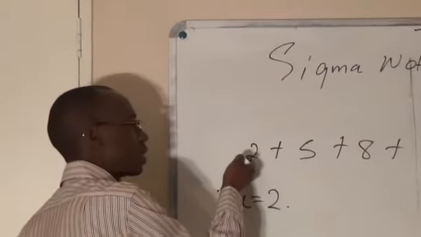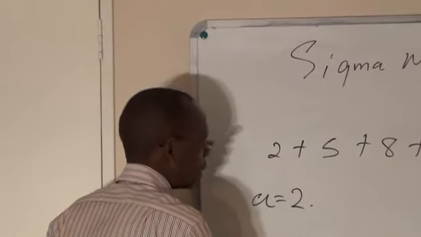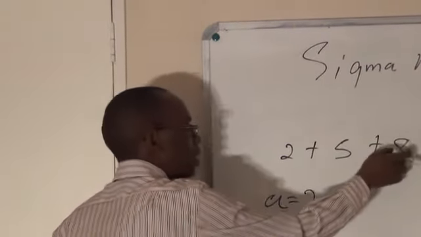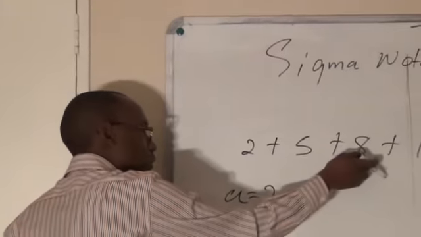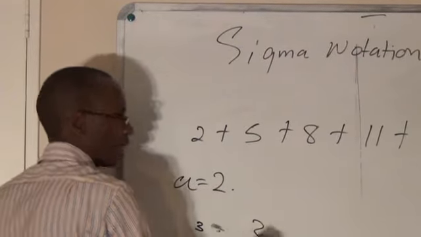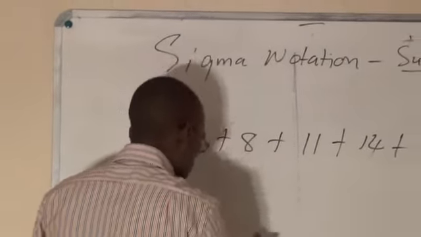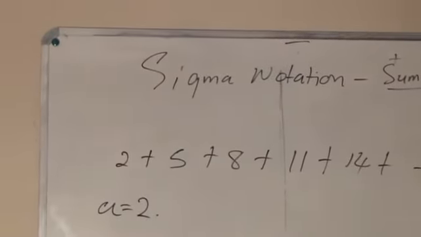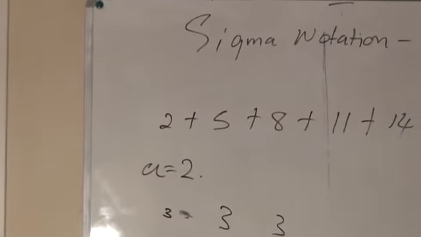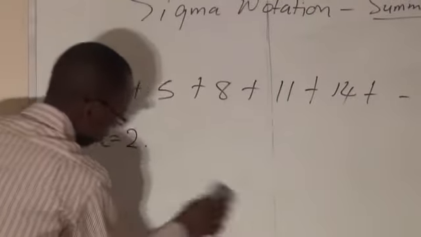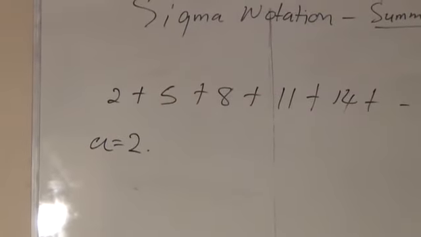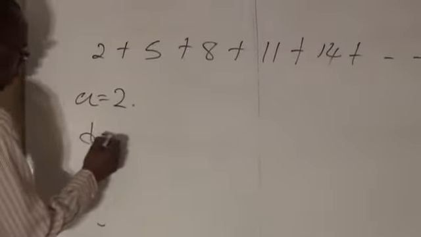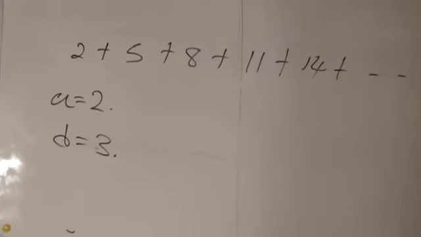T2 minus T1, 3. T3 minus T2, 3 again. T5 minus T4, 3 again. Then we stop. Already we see that we are sitting here with an arithmetic progression, an arithmetic series. And we've got a common difference, d equal to 3.